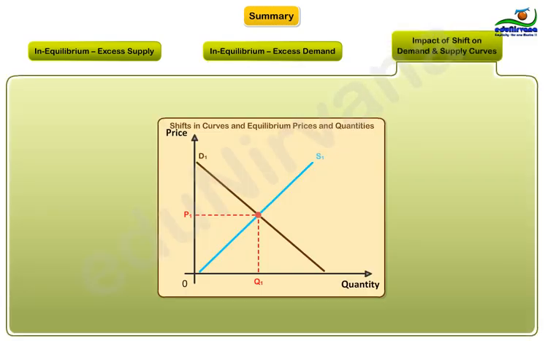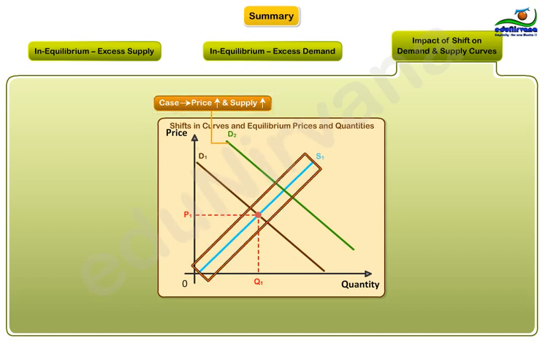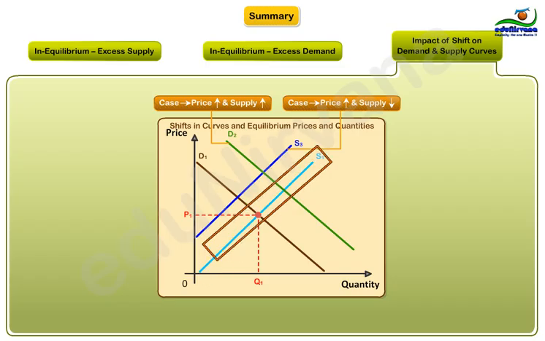Then, the impact of a shift in the demand curve on equilibrium price and quantity was considered. If the demand curve moves to the right, the equilibrium price and quantity both increase. Then, the impact of a shift in the supply curve on equilibrium price and quantity was considered. When the supply curve moves to the left, the equilibrium point shifts to a higher price and lower quantity.